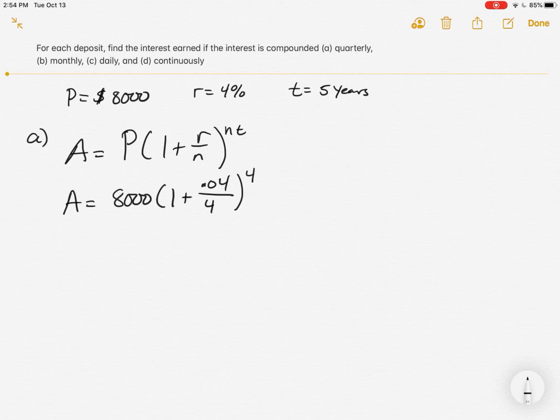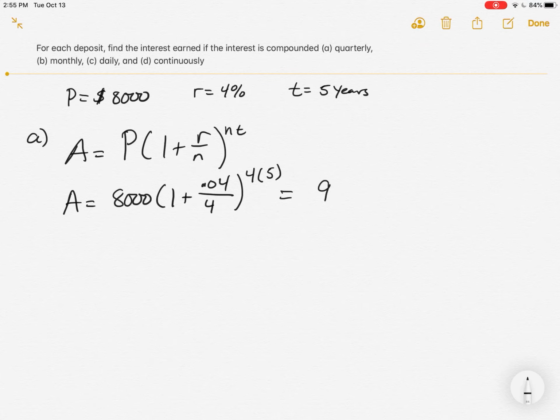So that's 4, and we're going to do that over a 5-year period. And what this will give me is not the answer to the question, but will help me get the answer to the question. So we get 8,000 times (1 + 0.04/4) to the (4 × 5). Or if you know that that's 20, you can just put to the 20th power. And here's what I get.